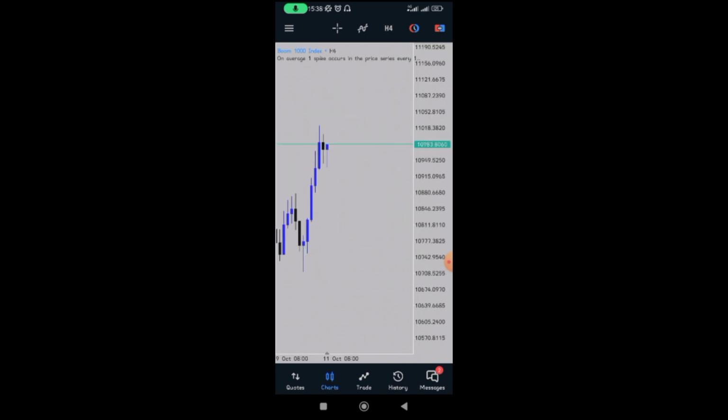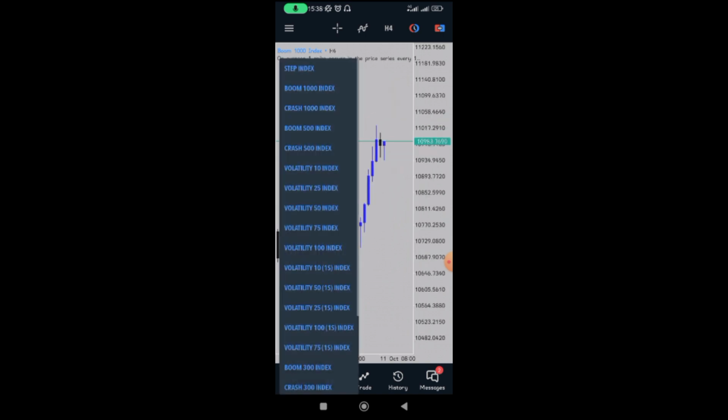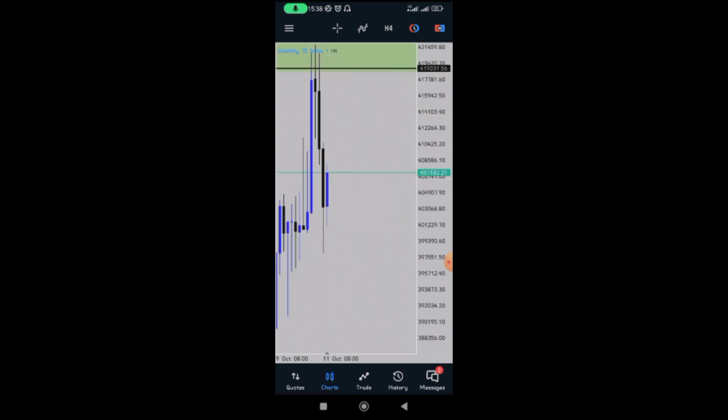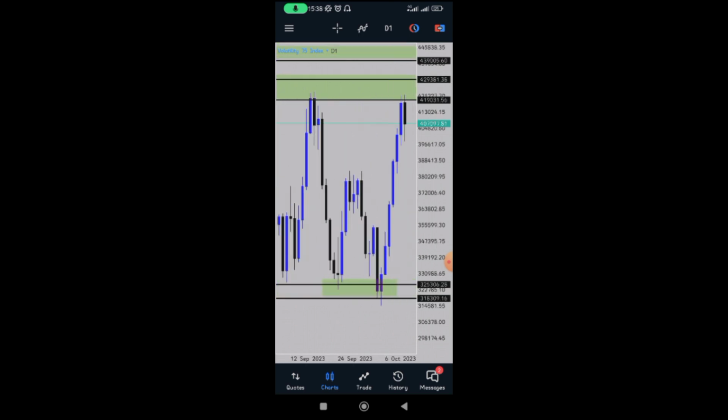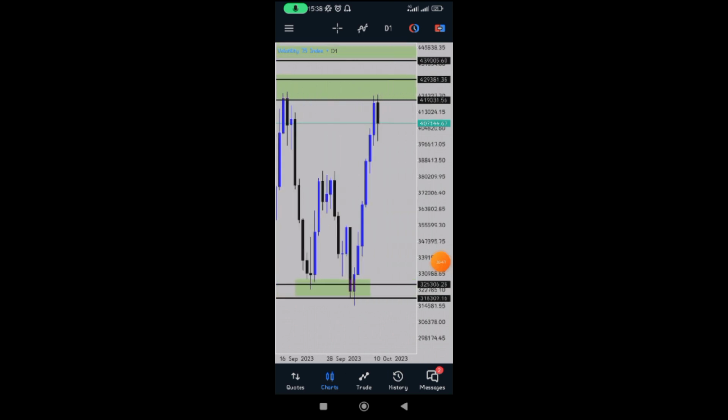One more last example, which I traded today, which is the VIX75. Can you see this, guys? Now look at the VIX75. We took this trade at this zone here. Okay, so we took this trade. I marked it since yesterday and I took this trade at this particular zone.